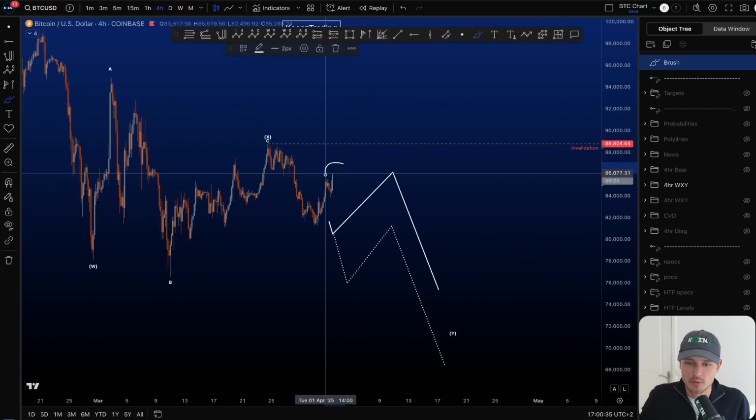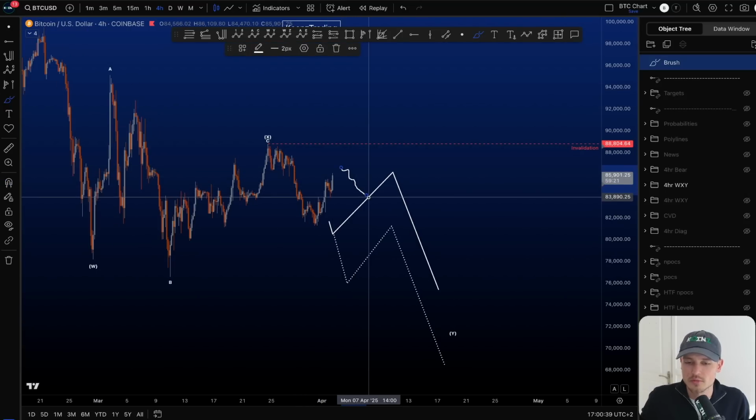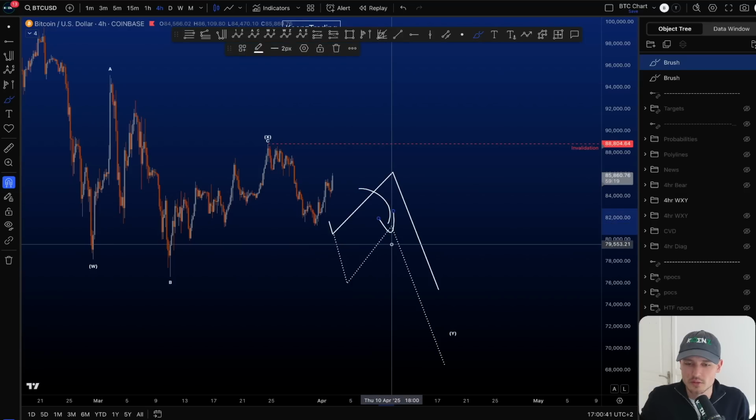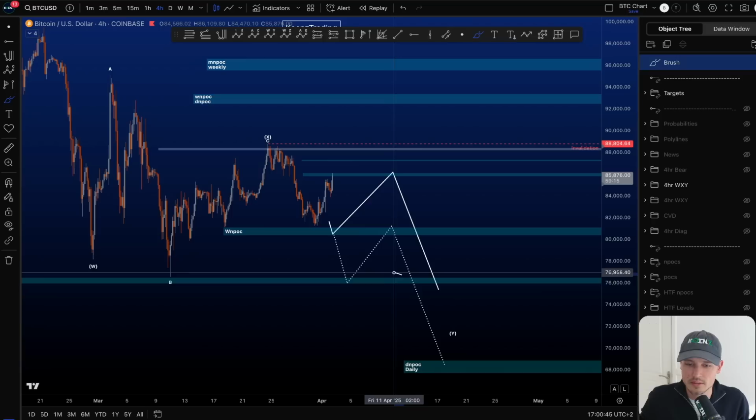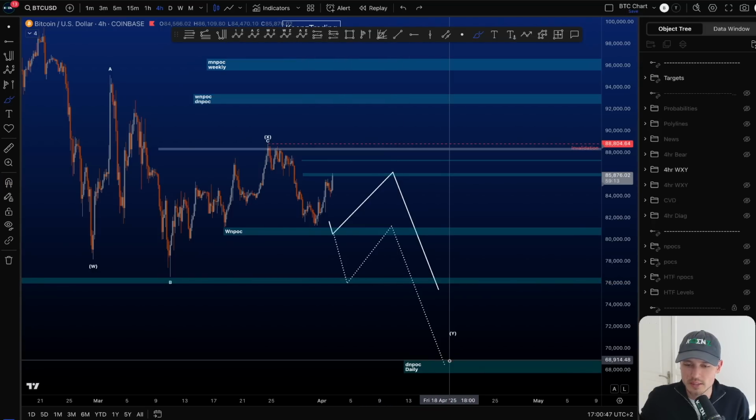Now, once again here, we want price to touch resistance, see clear signs of weakness at resistance, and then we look for price to move down one more time to take out the low, and in that case, touch the support here at 76 or below at 68.